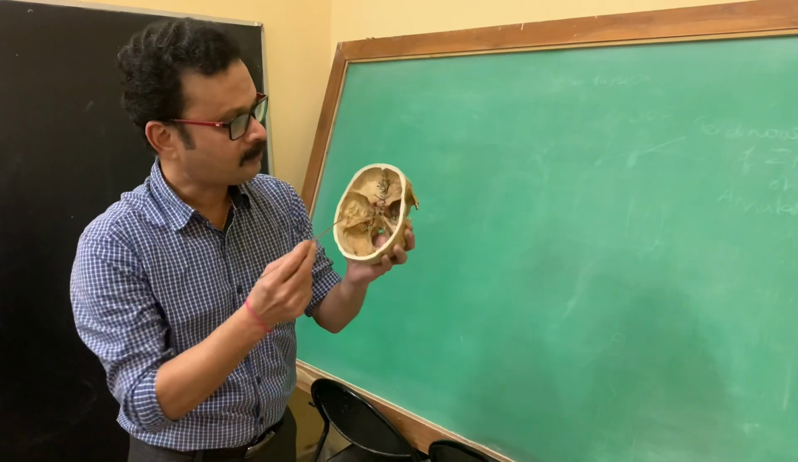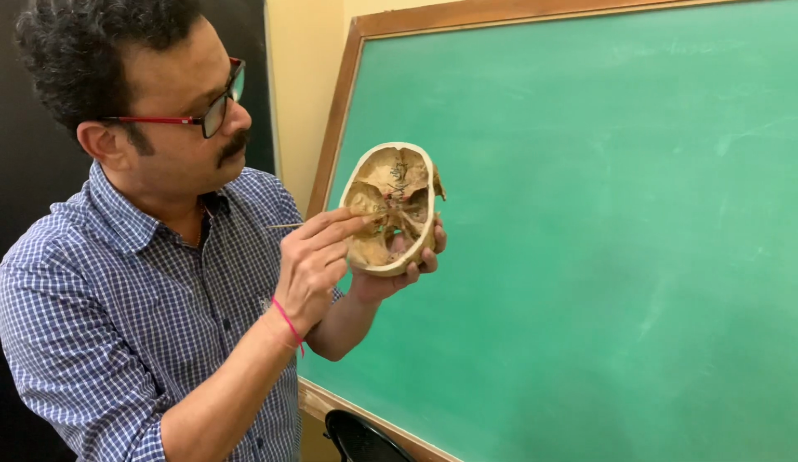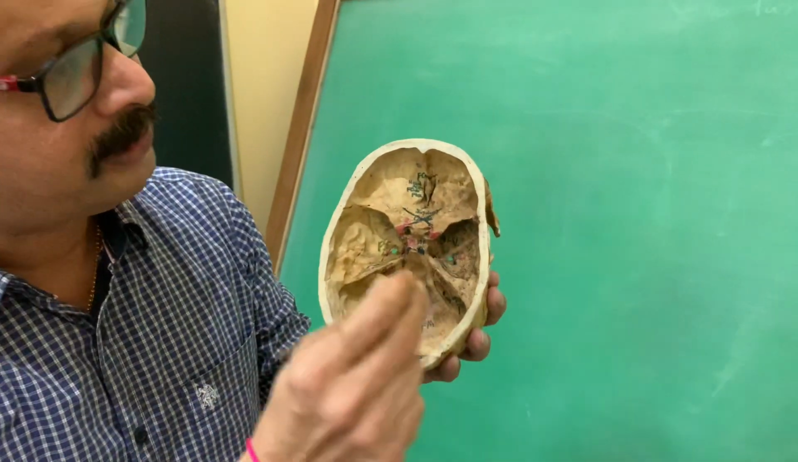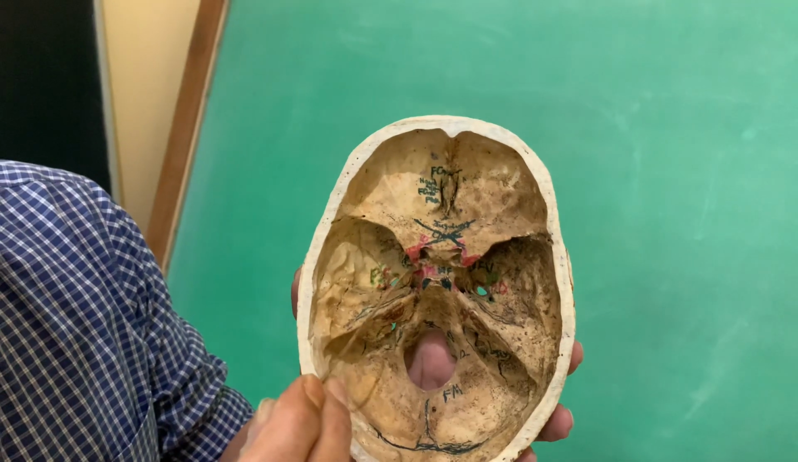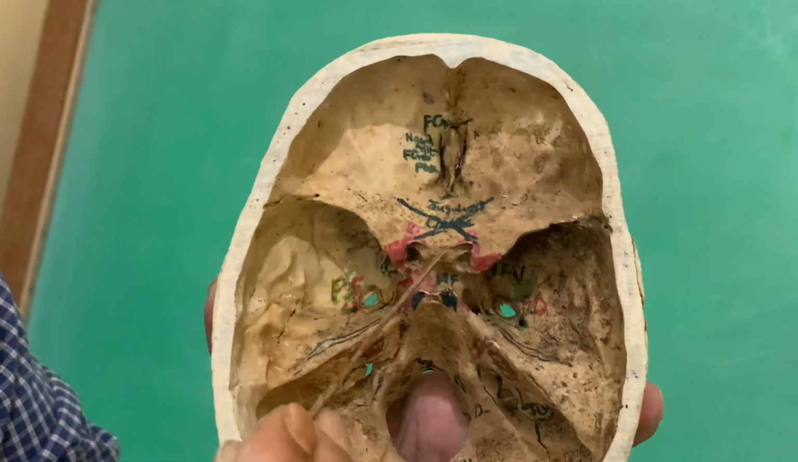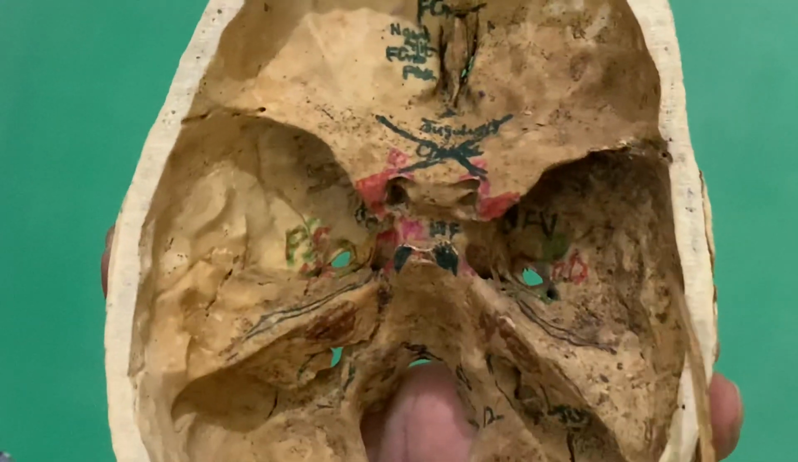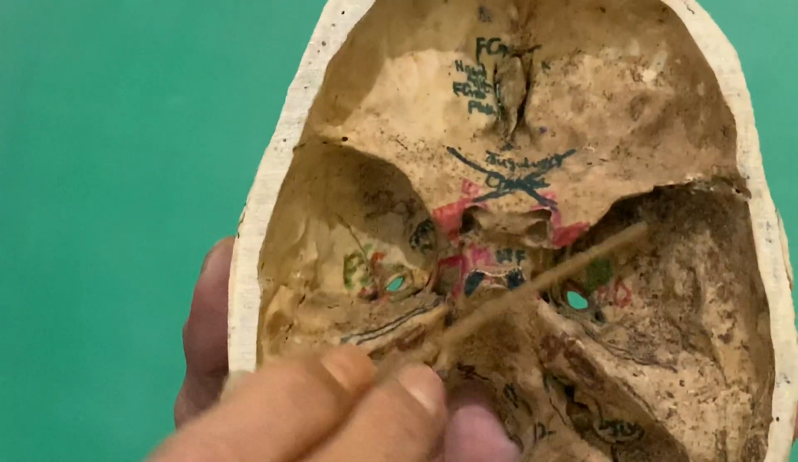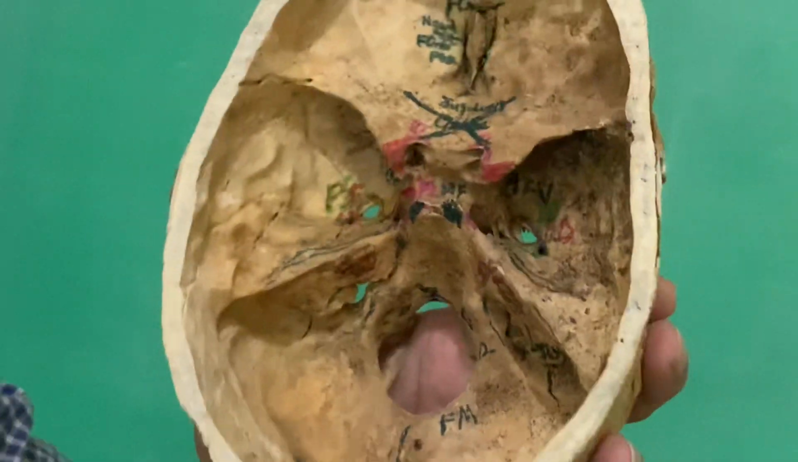Hello, let us now study about the osteology part of middle cranial fossa. So this one is the middle cranial fossa, which is butterfly shaped. This is the center portion of the middle cranial fossa formed by the sphenoid bone, and these are the side wings of the middle cranial fossa, which is formed by the squamous part of temporal bone and petrous part of the temporal bone.